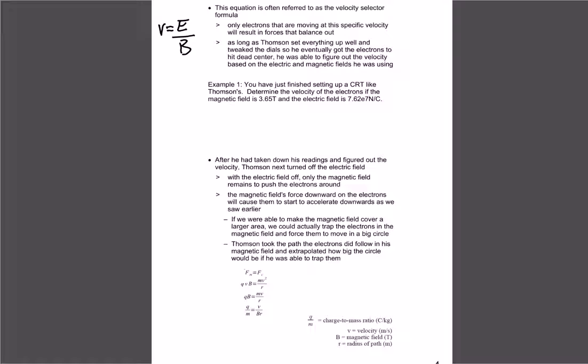So this first example is just saying calculate the velocity, so we just go electric field, 7.62 to the 7, divided by the magnetic field. And that'll give us our velocity in meters per second. And we get an answer of 2.09 times 10 to the 7. So quite fast. We're dealing with about a tenth of the speed of light. So pretty quick electrons being accelerated here.